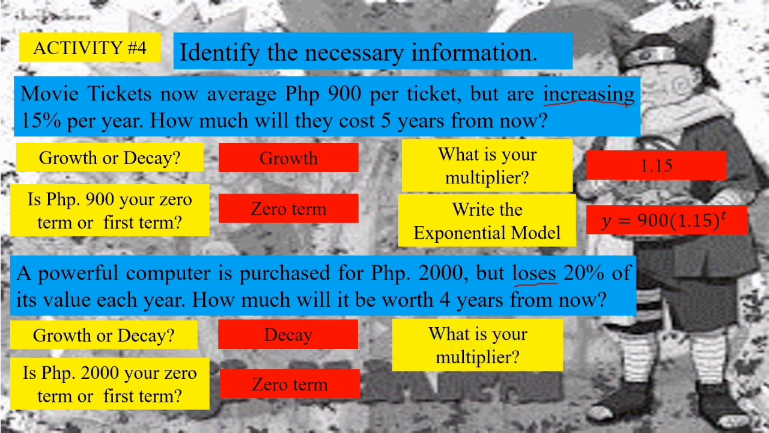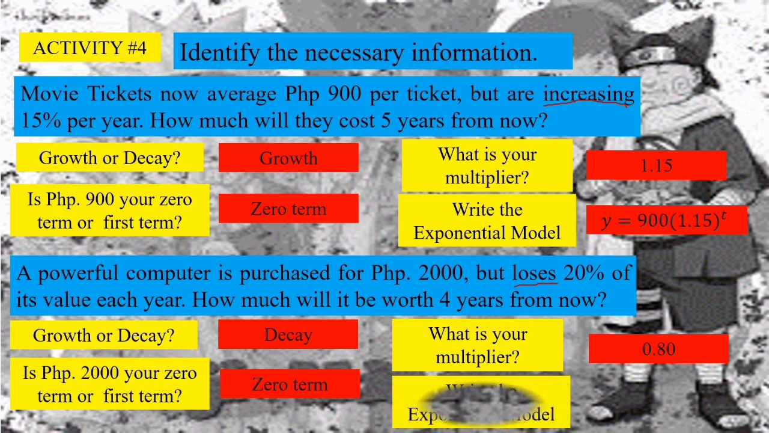What is your multiplier? So, depreciation yan. Kasi loses. So, ibig sabihin, 20%, 1 less 20% and 20% is 0.20. So, magiging 0.80 na lang siya. So, write the exponential model. So, y is equal to a b raised to the power of x. So, magiging y is equal to 2,000 times, tama, 0.80 raised to the power of t.